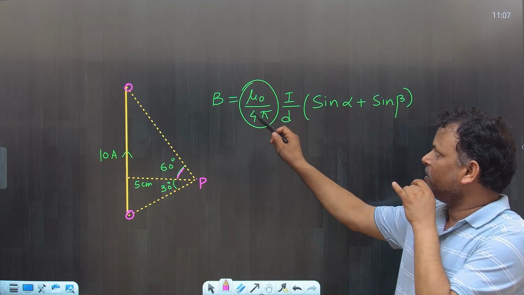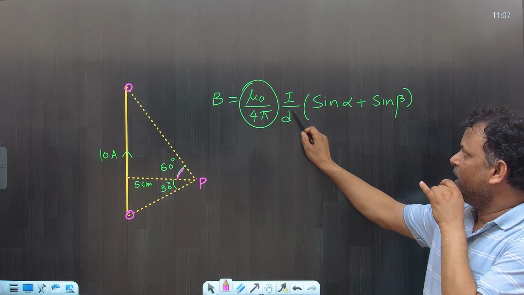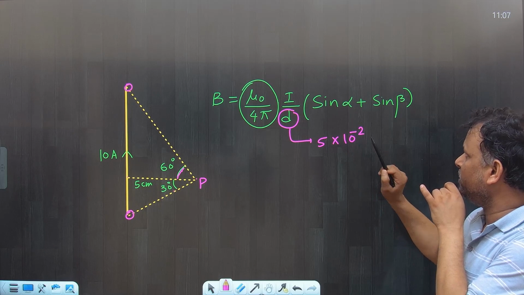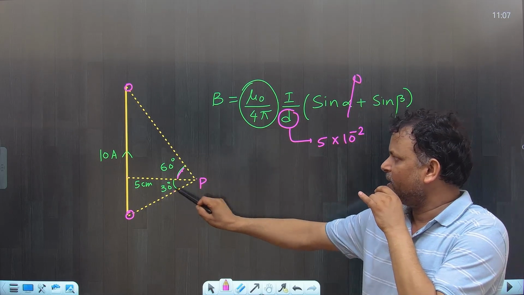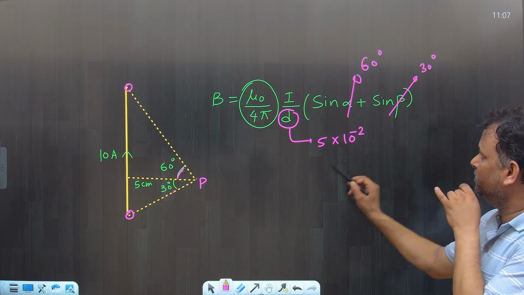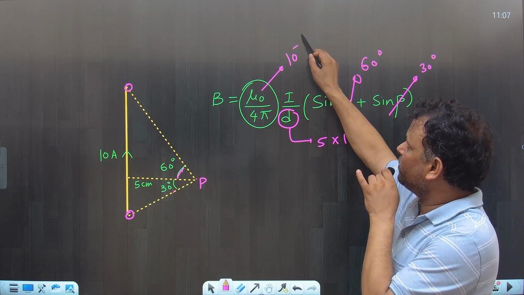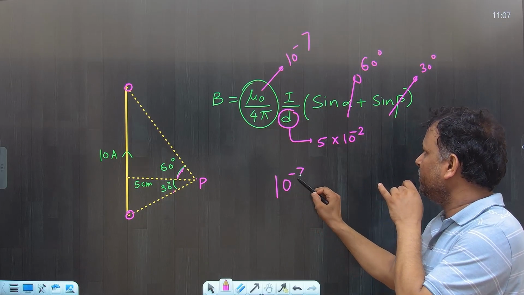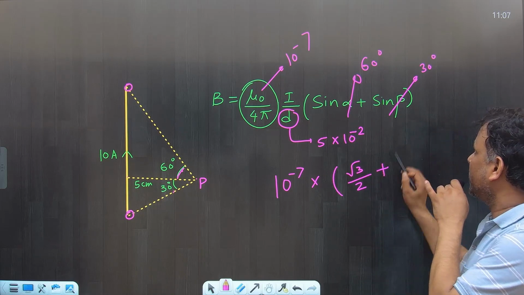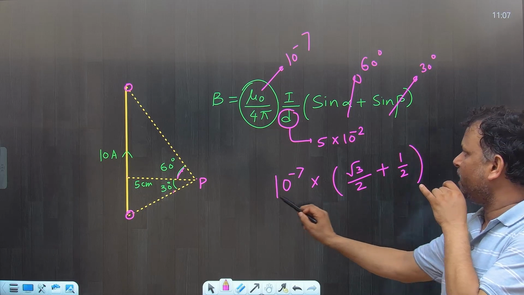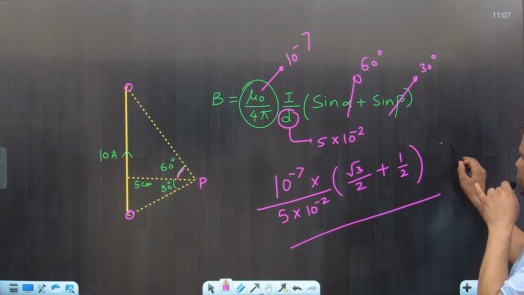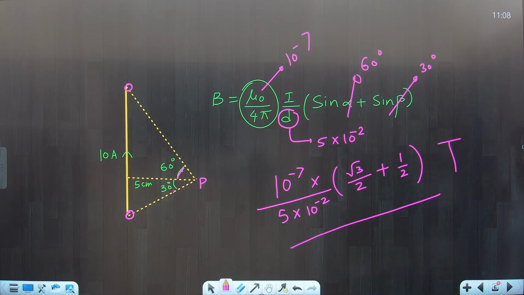So you will write the formula mu naught by 4 pi, I by D, sin alpha plus sin beta. As you know, D here is 5 centimeter, meaning 5 into 10 to the power minus 2 meter. Alpha is 60 degrees and beta is 30 degrees. Mu naught by 4 pi is 10 to the power minus 7. So 10 to the power minus 7 into sin 60, which is root 3 by 2, plus sin 30, which is 1 by 2, divided by 5 into 10 to the power minus 2. This will be the answer, in Tesla. This is the magnetic field at point P.